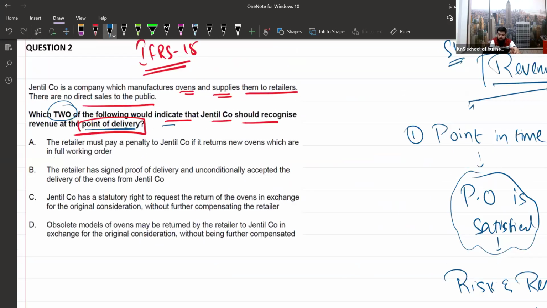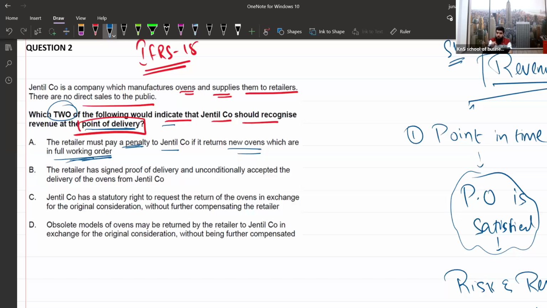It says that the retailer must pay a penalty to the rental company if it returns new ovens which are in full working order. The first statement is about the amount of penalty that we will receive from the retailer if the goods or ovens are returned even though they are in full working order. It means they are not defective. The retailer has returned the goods, although they are in working condition. So obviously the manufacturer will be charging a penalty on that.